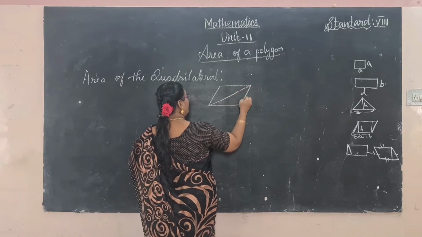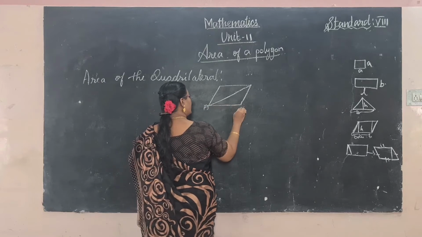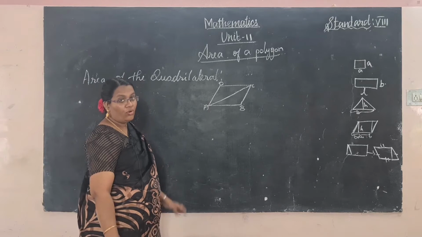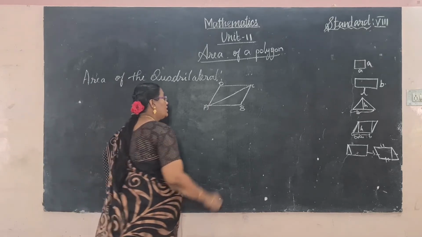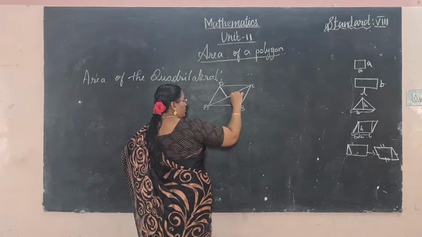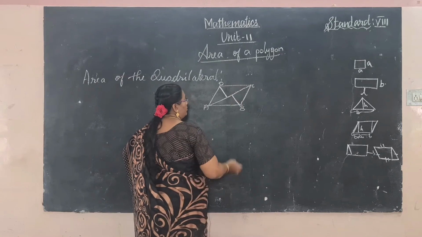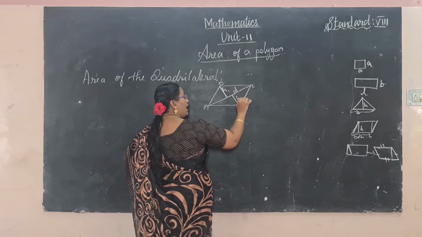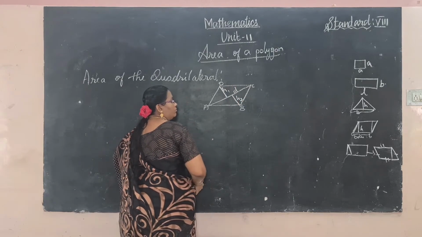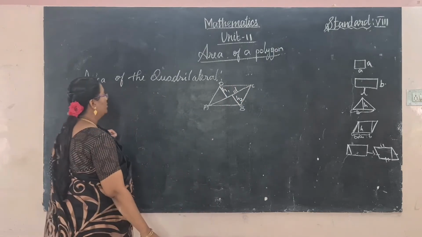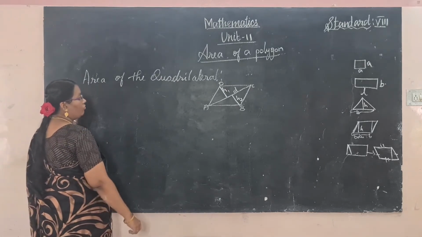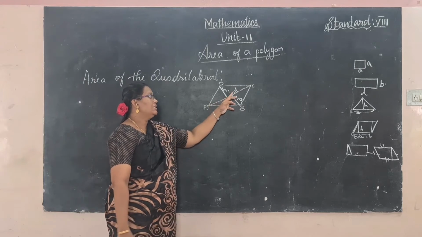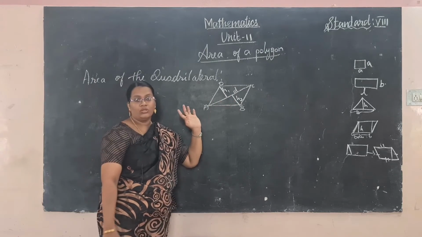So it's a diagonal, okay. The quadrilateral ABCD. Quadrilateral means it's a closed figure bounded by four line segments. It's called the quadrilateral. Okay, this diagonal D, the heights H1, H2. So how can you write the formula for the quadrilateral? Which are the values you know? D, H1 and H2.